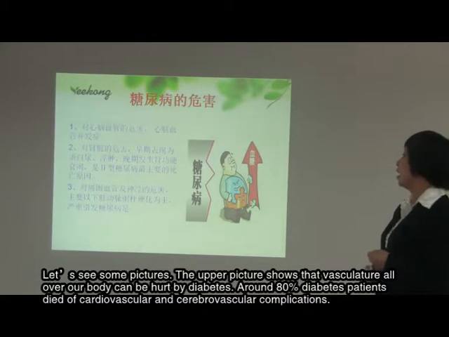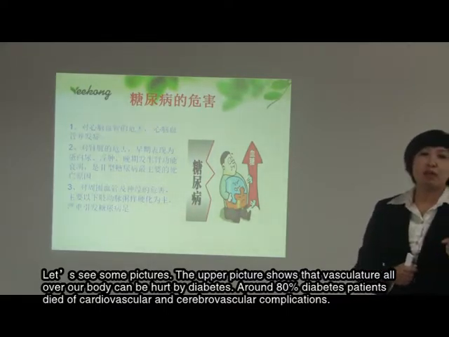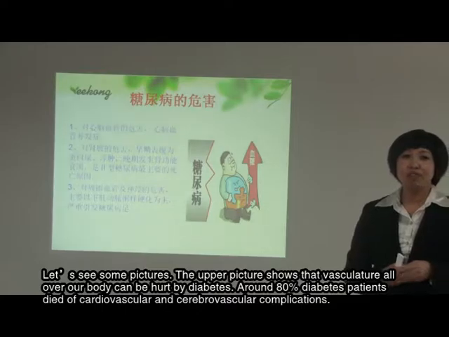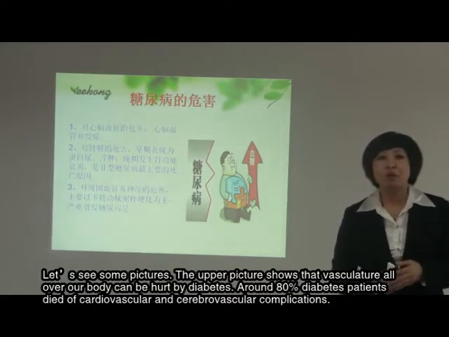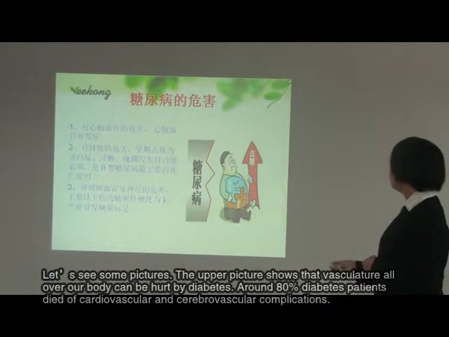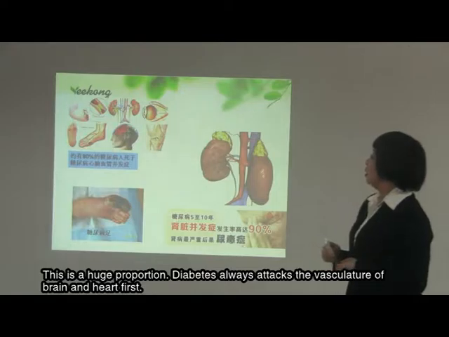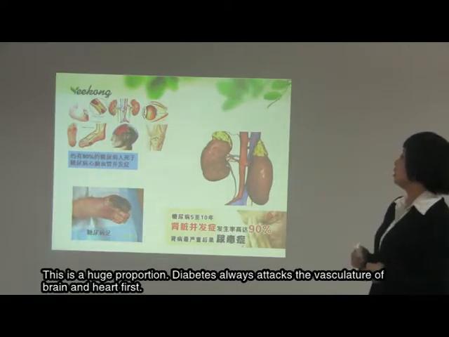Let's see some pictures. The upper picture shows that vasculature all over our body can be hurt by diabetes. Around 80% of diabetes patients die of cardiovascular and cerebrovascular complications. This is a huge proportion. Diabetes always attacks the vasculature of the brain and heart first.